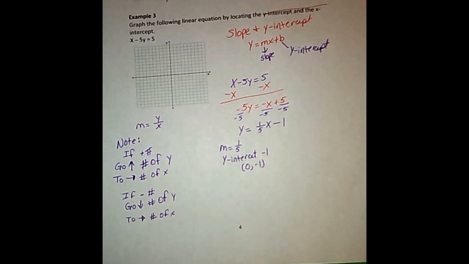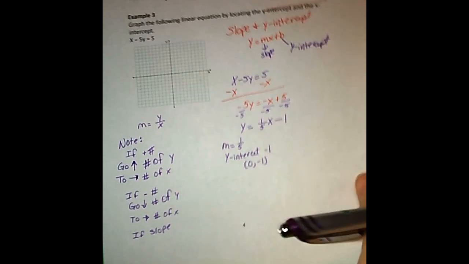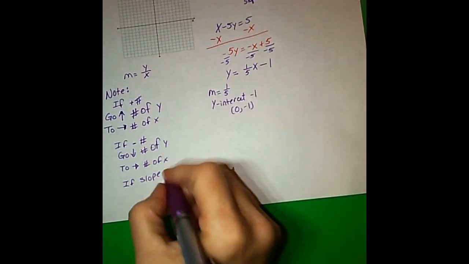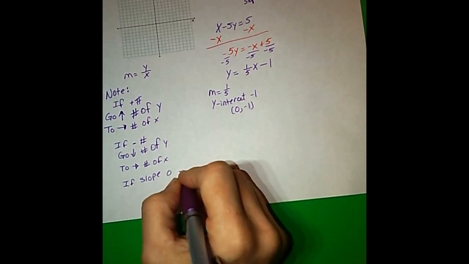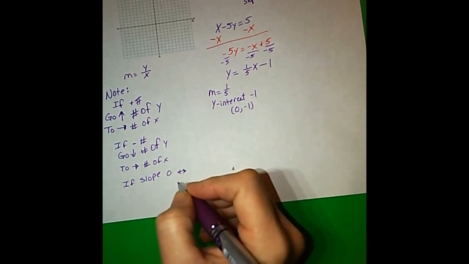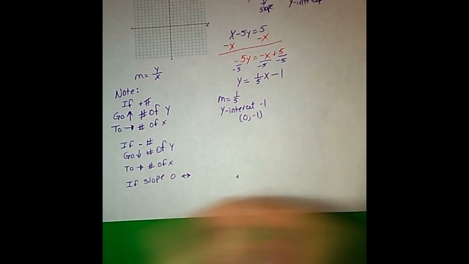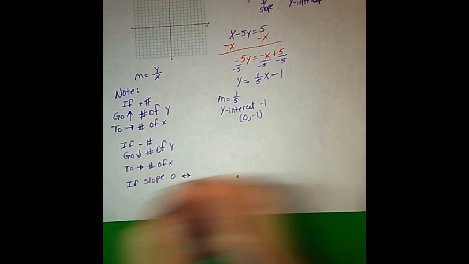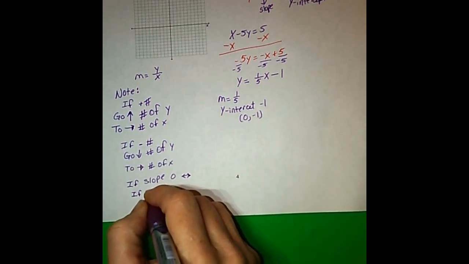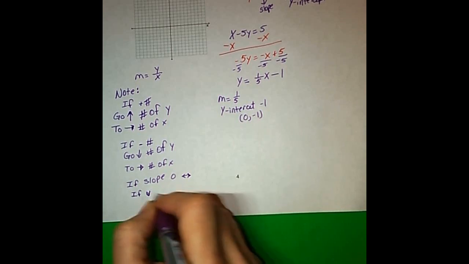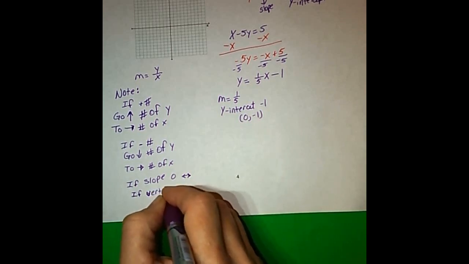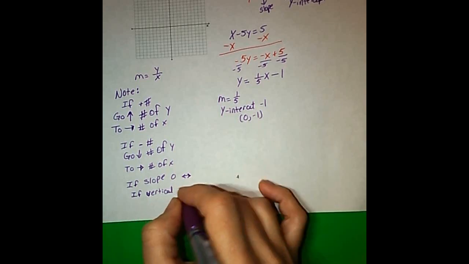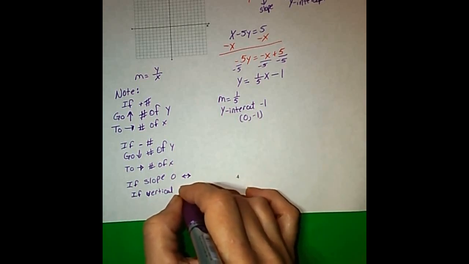Okay? If slope, let me scoot this up a little bit, is 0, it's a horizontal line, right? I mean, it's just going to give us some points on y. X will be whatever, and y will be changing. If it's a vertical line, x is not changing, but y is.